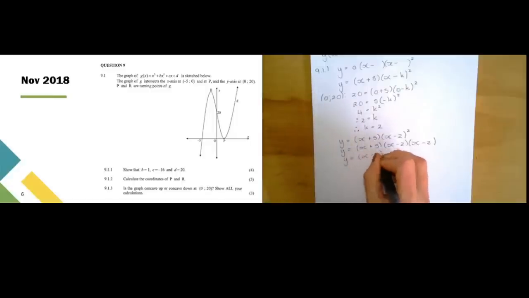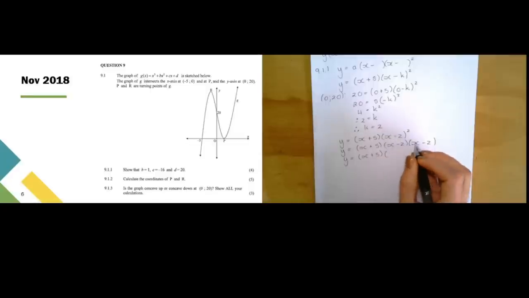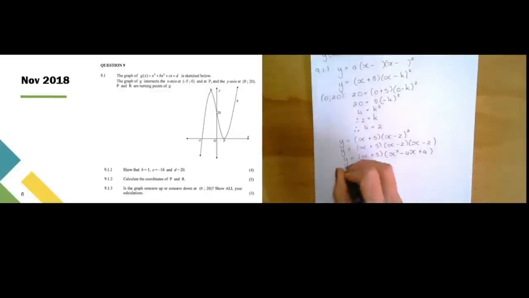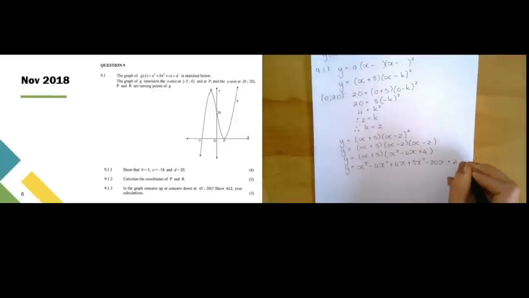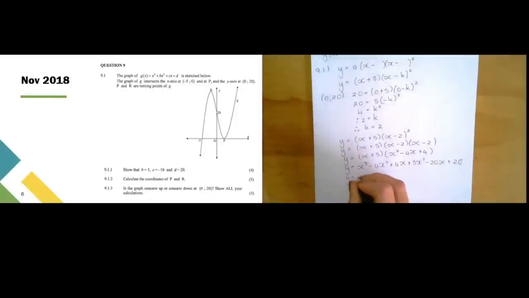If I multiply out my brackets, I'm going to start with my bracket that was squared. That's x squared minus 2x minus 2x is minus 4x plus 4. And if I now multiply in the first bracket, I get x to the power of 3 minus 4x squared plus 4x plus 5x squared minus 20x plus 20. If I add up my like terms, my final answer is x to the power of 3 plus x squared minus 16x plus 20. Let's go see. Is my b value 1? Yes. My c negative 16? Yes. And my d 20.